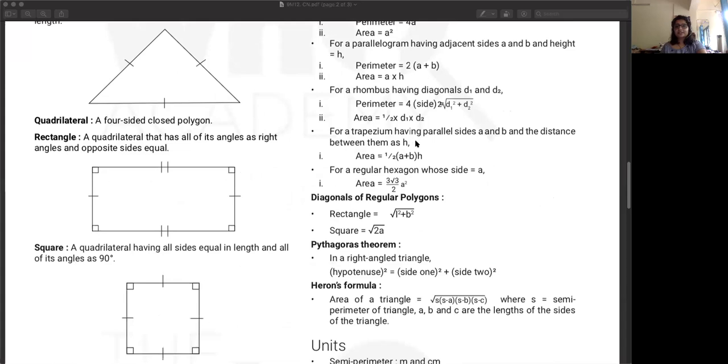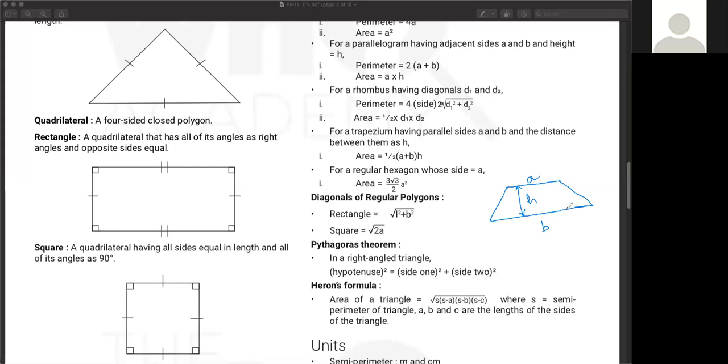Next comes trapezium. Trapezium having parallel sides A and B and the distance between them as h. So this is basically what is taken to be the trapezium. It has one pair of parallel sides. They've taken the length of parallel sides as A and B and the distance between them as h. Then area of trapezium is going to be half into A plus B, the sum of parallel sides, into h.